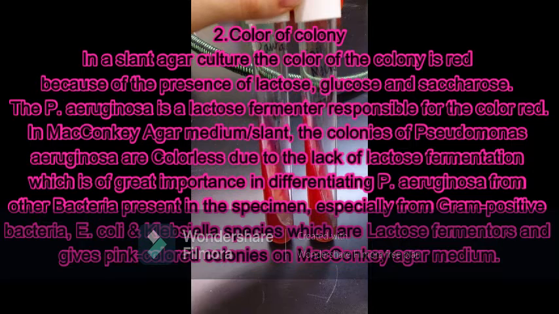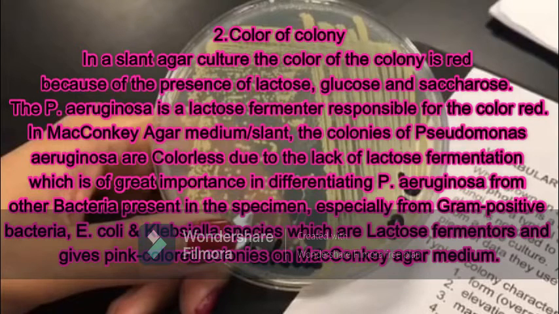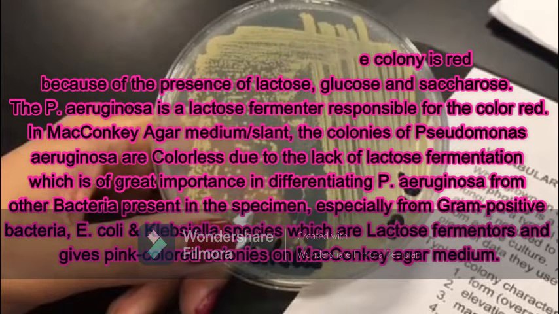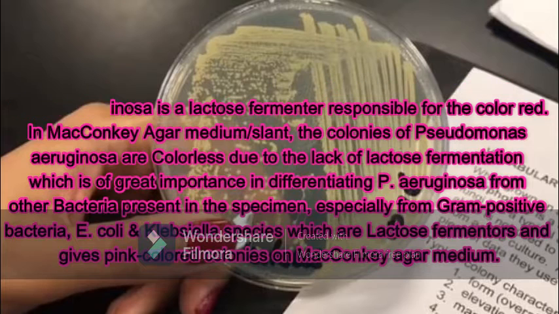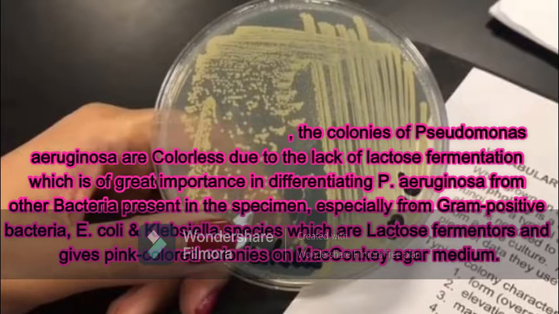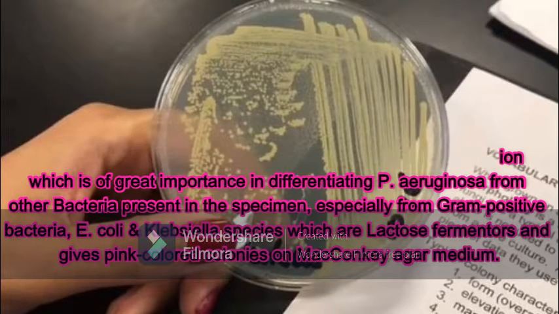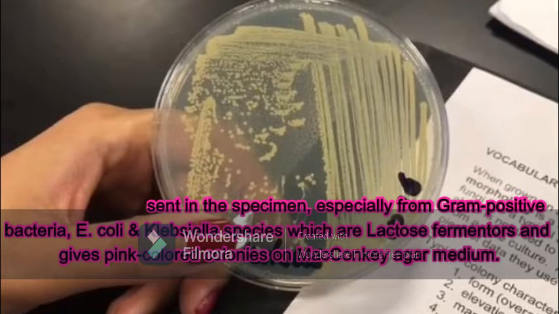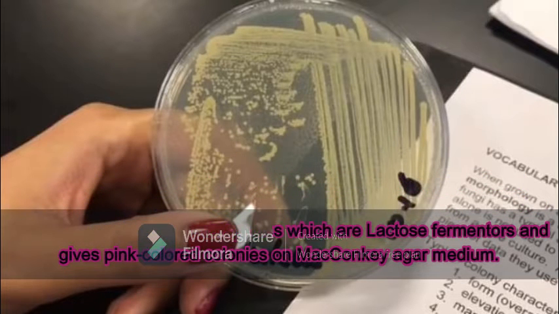In a MacConkey agar, on the other hand, the colonies of the Pseudomonas aeruginosa are colorless due to the lack of lactose fermentation, which is of great importance in differentiating P. aeruginosa from other bacteria present in the specimen, especially from Gram-negative bacteria, examples the E. coli and the Klebsiella species, which are lactose fermenters and give pink-colored colonies on a MacConkey agar medium.